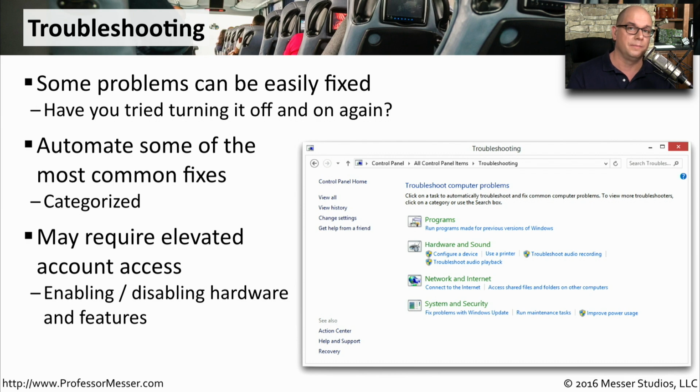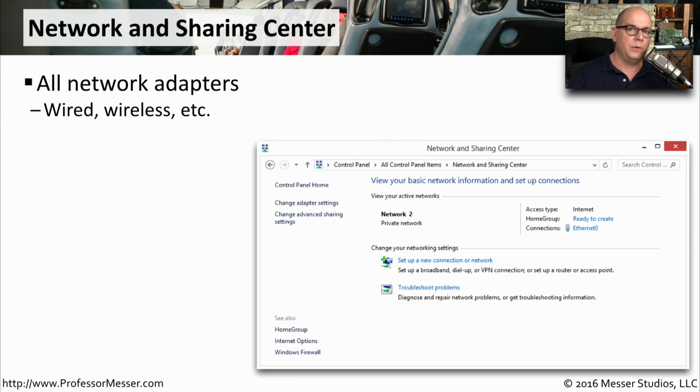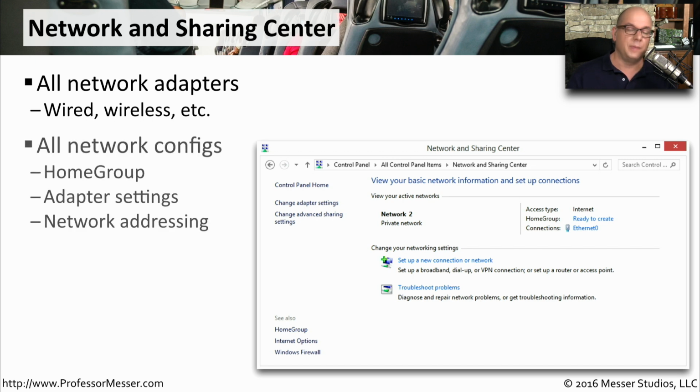The resolution of these problems might require elevated access, however, especially if Windows has to disable or enable a particular resource on your computer. We use many different network settings on our computer these days. It's not uncommon for one device to be using Bluetooth, 802.11, and Ethernet networks all at the same time. From the Network and Sharing Center, you can modify the home group settings. You can change any of the adapter settings for your network adapters, and you can modify the network addressing that is used on these network adapters.